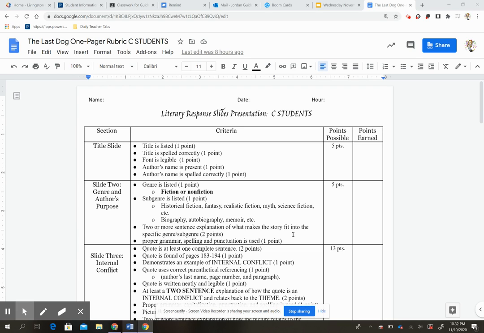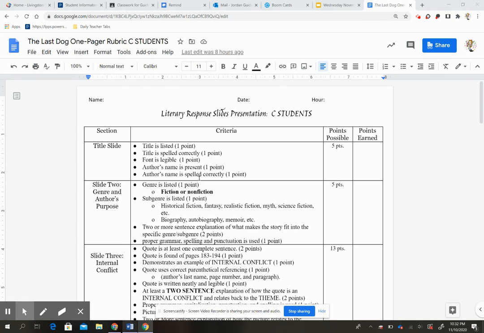Hey guys, today we're going to go over what to do for my C students for your one-pager slide presentation. So for this one, we're going to start off with our title slide. Your title slide is the very first slide in your presentation. You're going to make sure that you list the title, it's spelled correctly, the font is legible, you have the author's name present on there, and the author's name is spelled correctly.